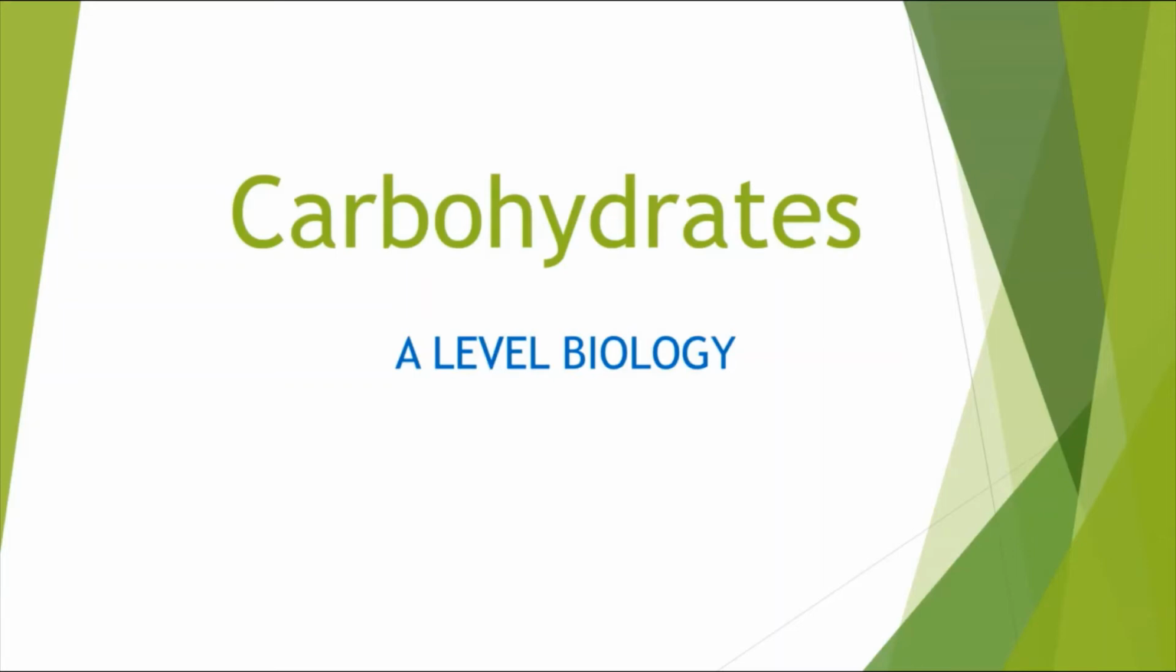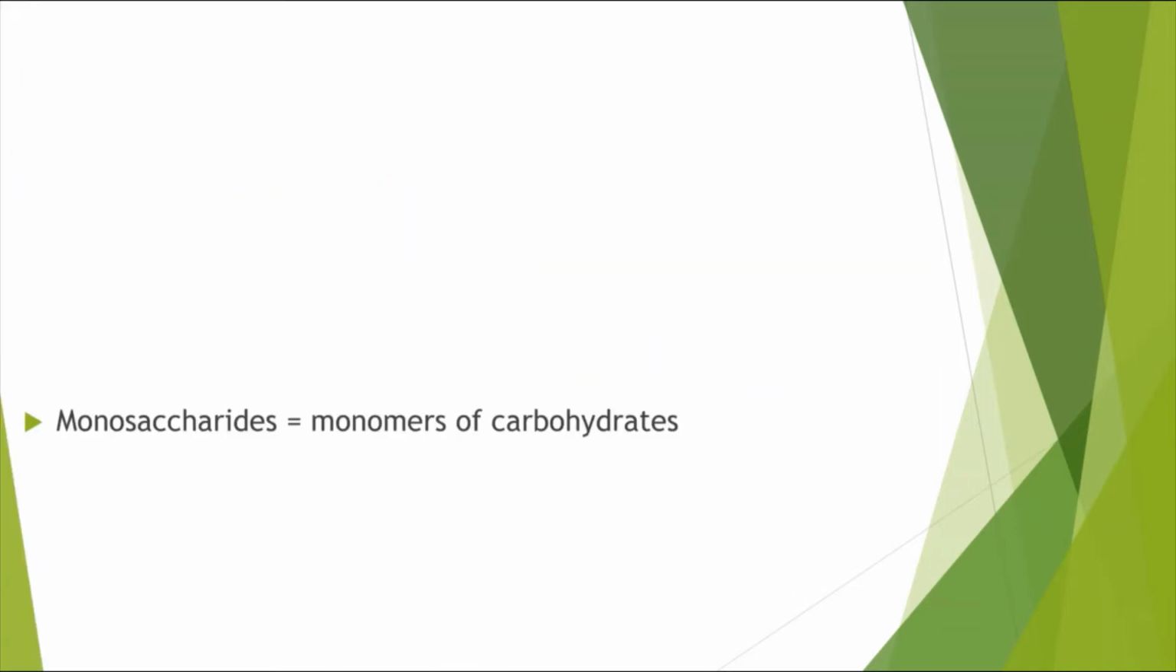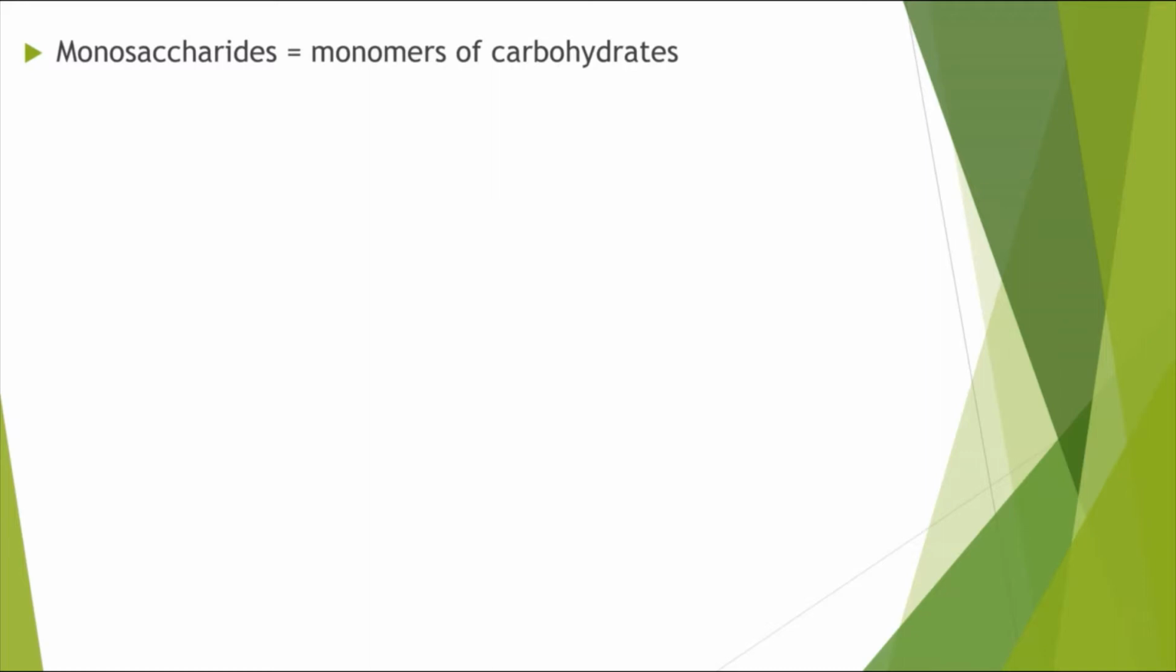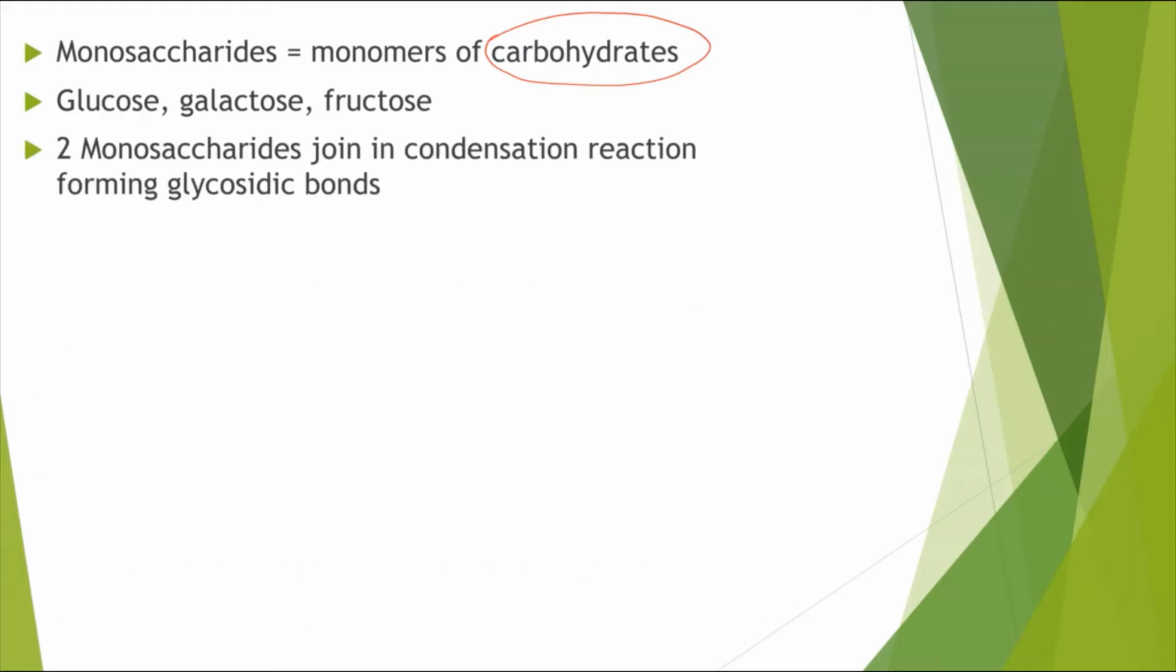In this video I will be covering the carbohydrates topic of the A-level biology curriculum. So let's begin. The monosaccharides are the monomers of carbohydrates. The monosaccharides are the small basic units that make up the polymer, which is the carbohydrate. And there are some monosaccharides that you're meant to know, which includes glucose, galactose, and fructose.